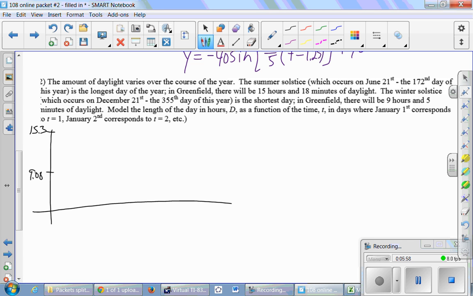So the max happens at day 172, up there at the top. Minimum happens in late December at day 355, down there at the bottom. And so we can connect the dots, and we'll see that this isn't a complete cycle, but rather that's only half. So it keeps going this way.